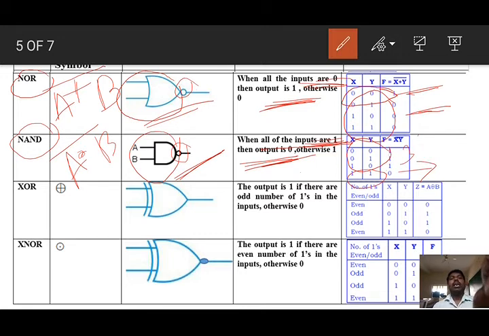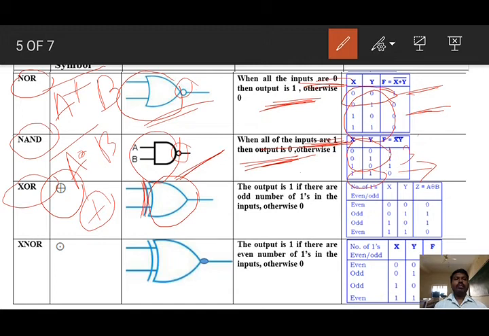Next, XOR gate, which means exclusive OR gate. The logical symbol of exclusive OR gate is a plus with a small oval around the plus. You can check, here there is an OR gate and an extra curve, which indicates the XOR gate, exclusive OR gate.